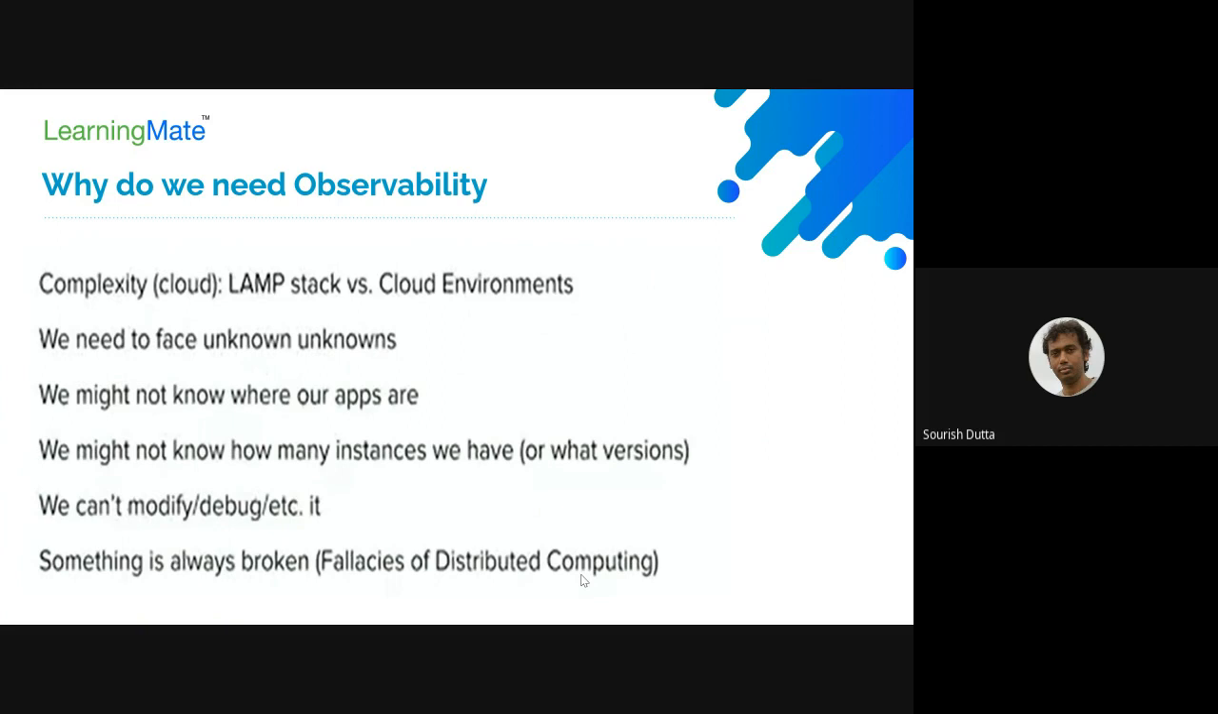But in a cloud environment, where the particular application lives, there are many instances. Instances are coming and going, right? And which version of that particular instance is having an issue? It is very difficult to debug.